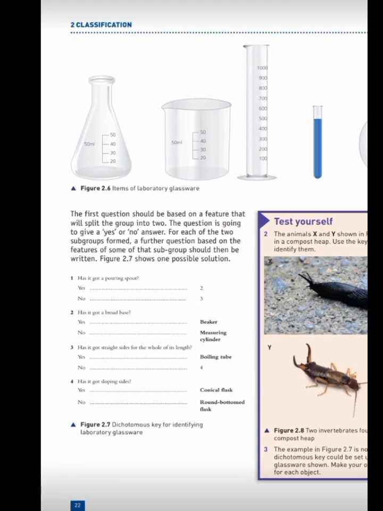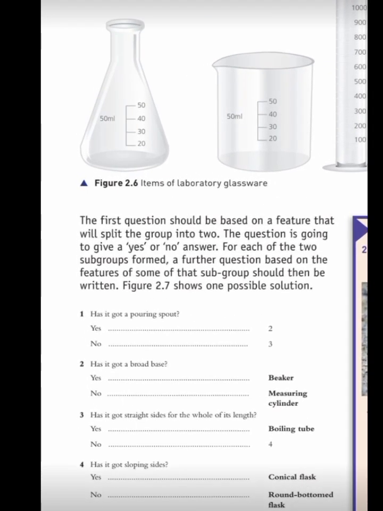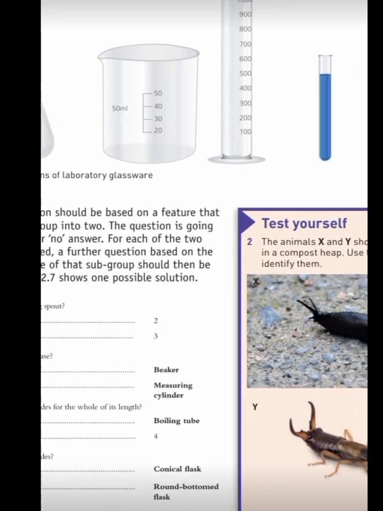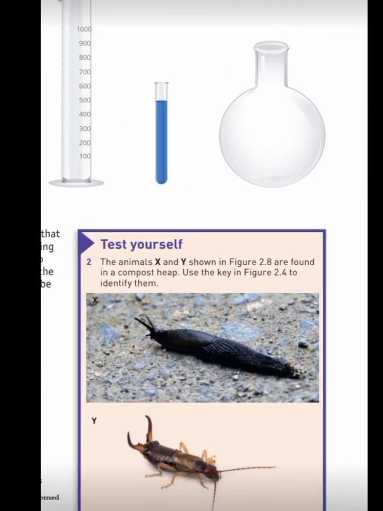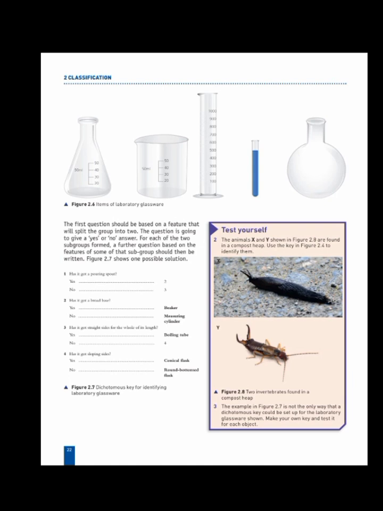You can see that some have a broad base and some have a pouring spot, some have straight sides and some have sloping sides. So these are all the different shapes of these glassware. The dichotomous key identifies beaker, measuring cylinders, boiling tubes, conical flask, rounded bottom flask. Even non-living objects can be classified using a dichotomous key if we choose suitable distinguishing features.